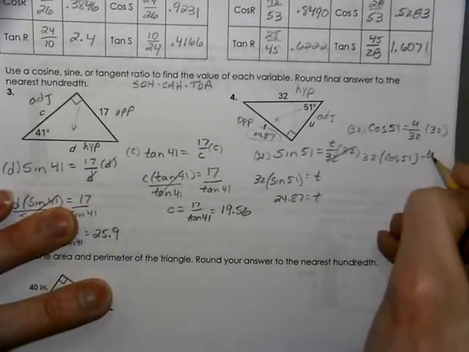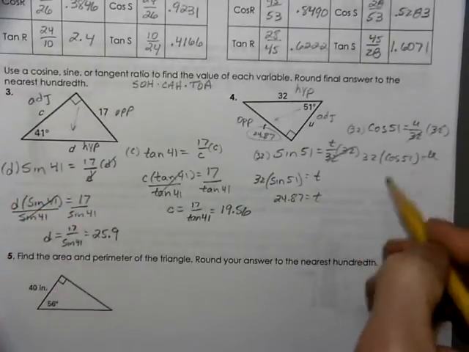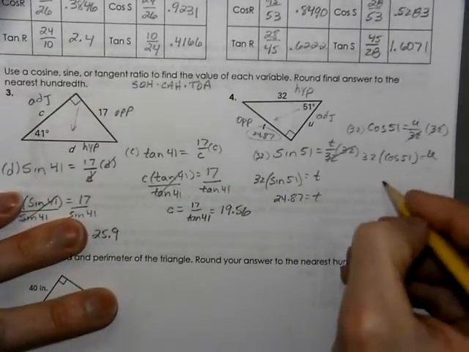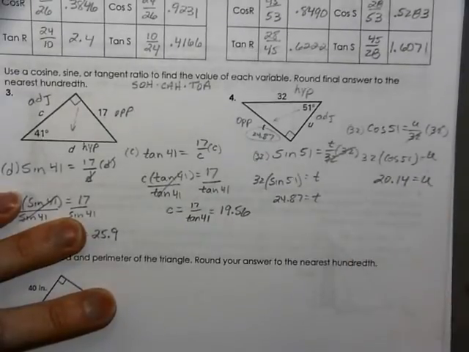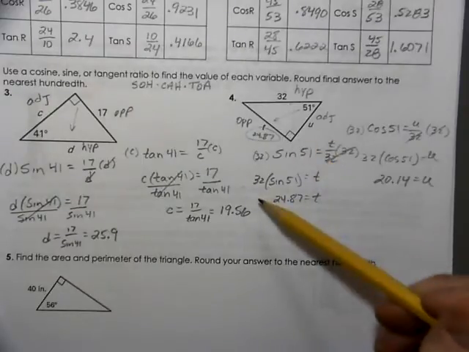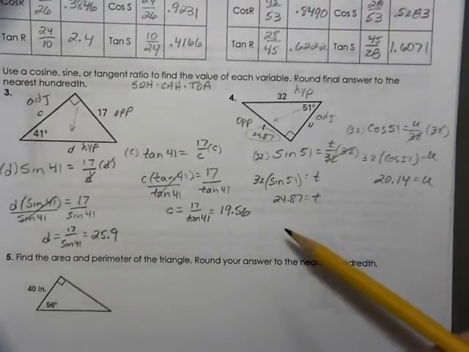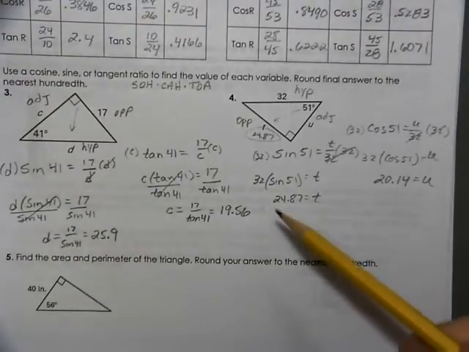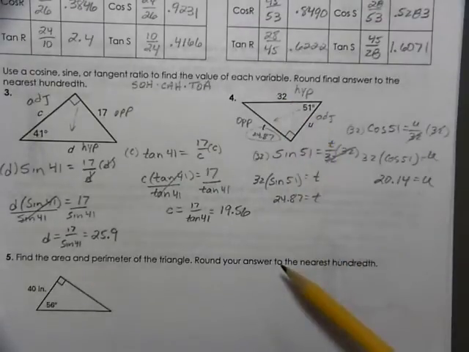So when I multiply both sides by the denominator, they cross out. I have my 32 on the other side. When I multiply this with a calculator, I get 20.14 for my value of u. Notice, using trigonometry, there's no need to go through Pythagorean theorem. Typically, we use Pythagorean theorem if we know two sides, but in these cases, we only know one side and one acute angle.